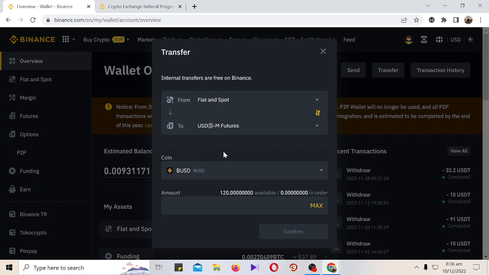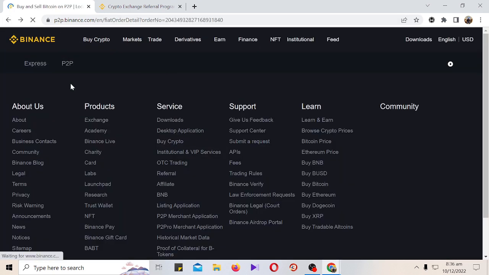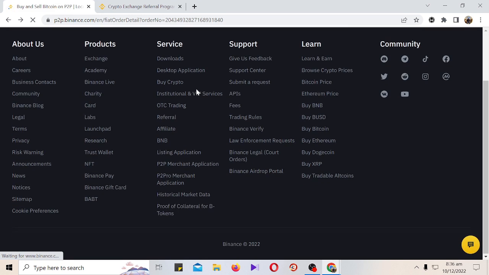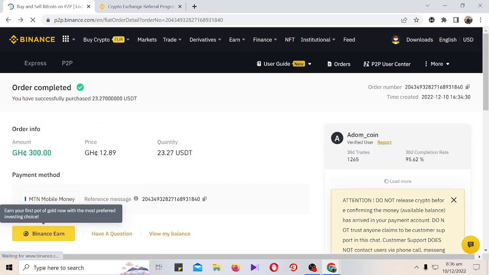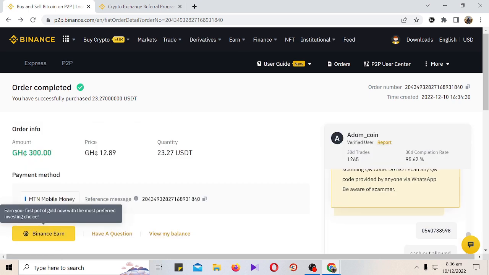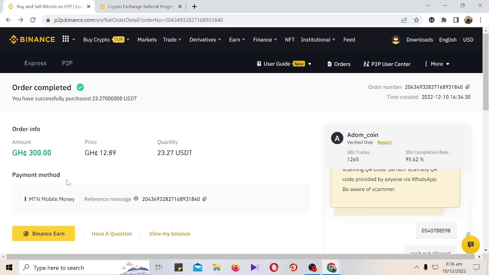You need money to trade futures, and I've just showed you how to buy crypto using Binance. If we go back, you can see we have completed the trade with this guy. You can see order completed. I've just received an SMS from Binance telling me that my order has been completed successfully. So we have just completed the order.